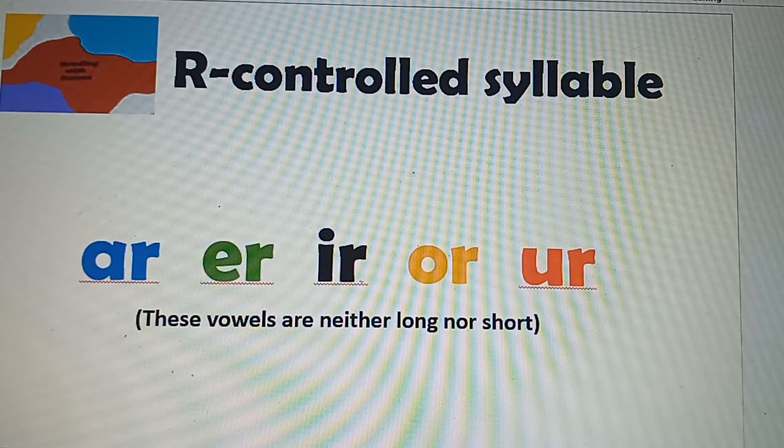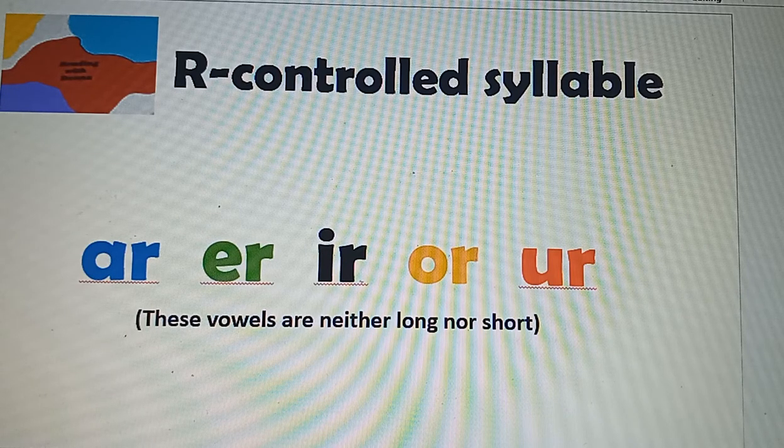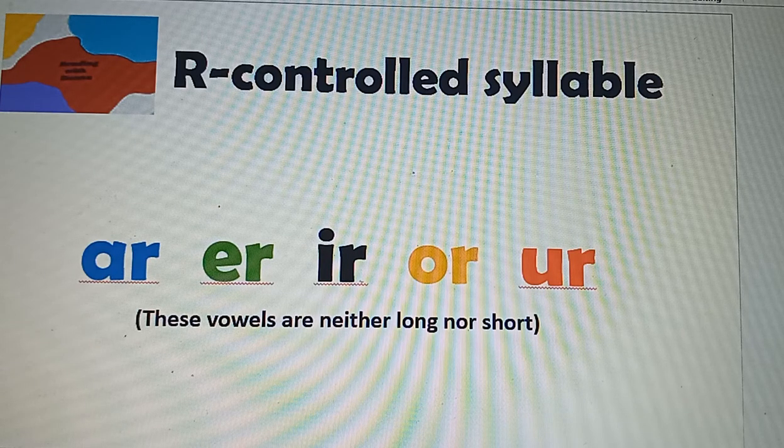Hi, welcome to another very interesting lesson in syllabication. Last time we looked at the closed syllable and also the open syllable. Today we will be looking at the R-controlled syllable. And they are called R-controlled syllables because the R is the more dominant sound you will hear in these syllables.